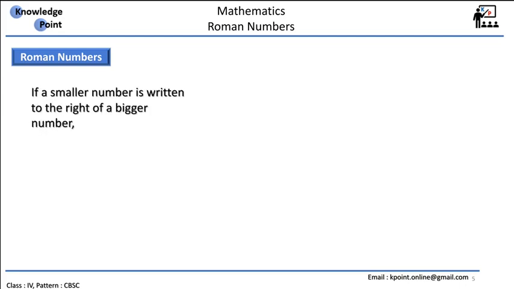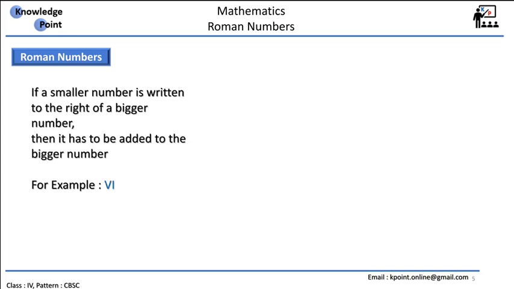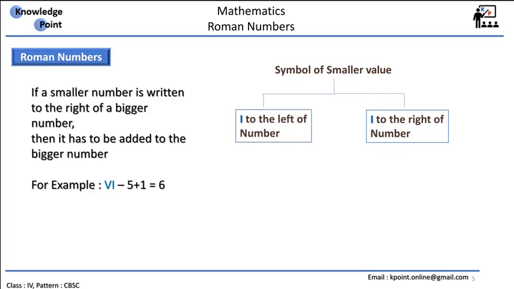If a smaller number is written to the right of a bigger number, then it has to be added to the bigger number. For example, VI. Now I is on the right hand side, so the value should be added. 5 plus 1 is equal to 6. Symbol of smaller values. If I is written to the left of the number, then the value should be subtracted. If I is written to the right of the number, then the value should be added.